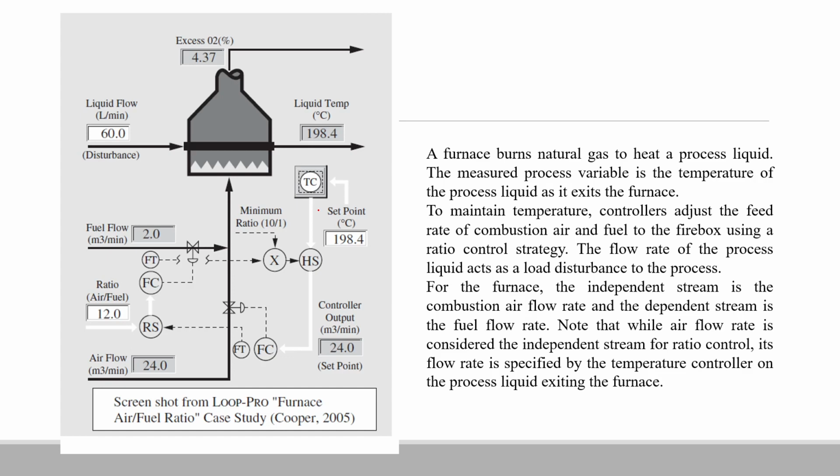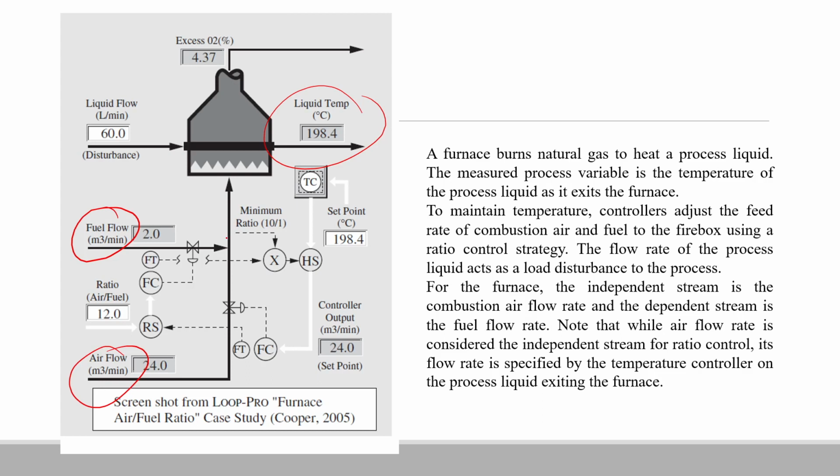So over here, this is a commercial furnace air-to-fuel case study, whereby the furnace burns natural gas in order to heat the process liquid. So we have this fuel, which is natural gas, then we have air that is necessary for combustion. These two, fuel and air, are then combusted in order to heat the process liquid, and the process variable in this case will be the temperature of the process fluid as it exits the furnace. And our aim is to maintain this ratio of air to fuel, that is, the flow rate of air should be 12 times the flow rate of the fuel.